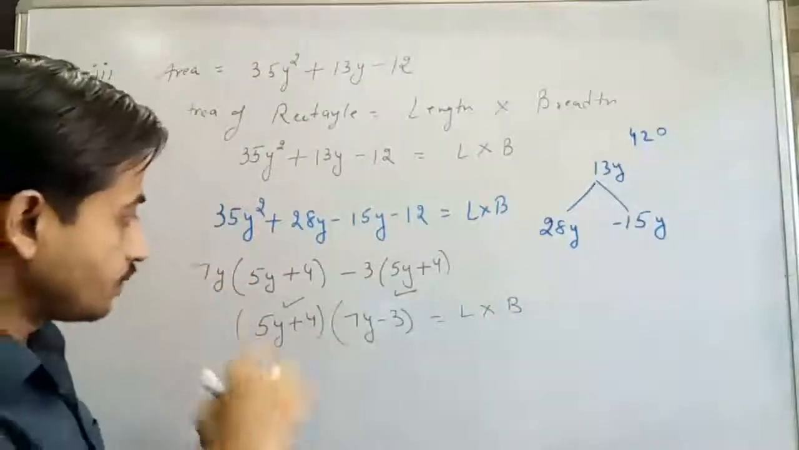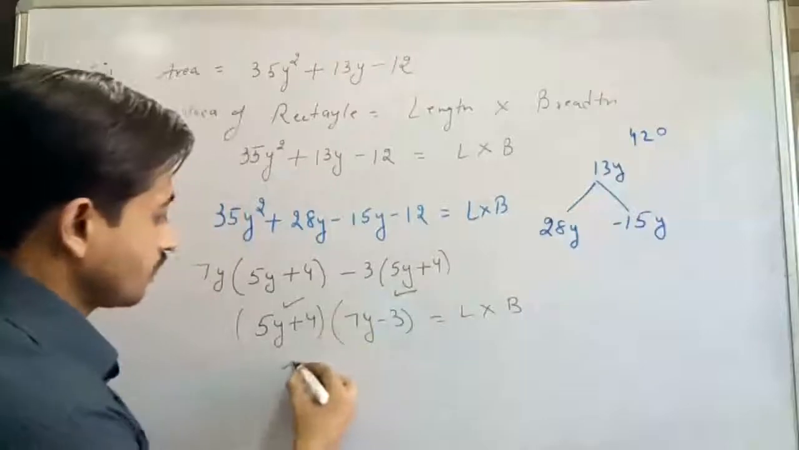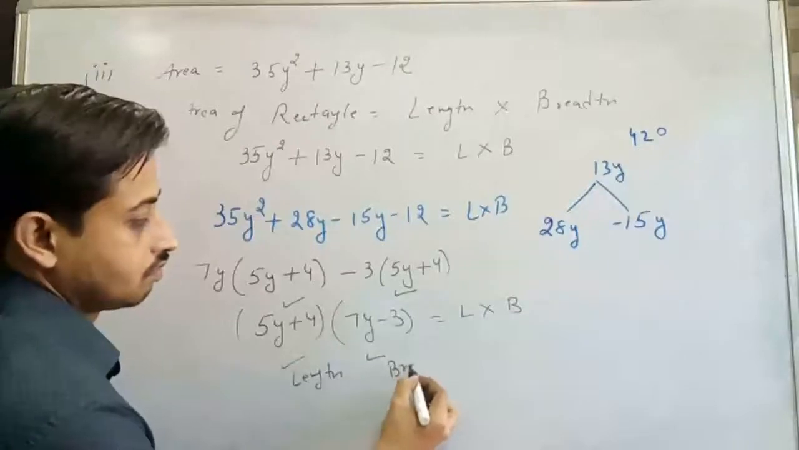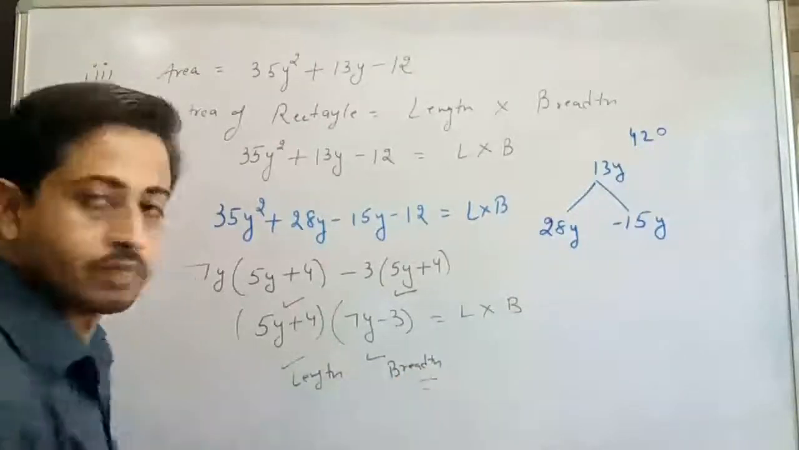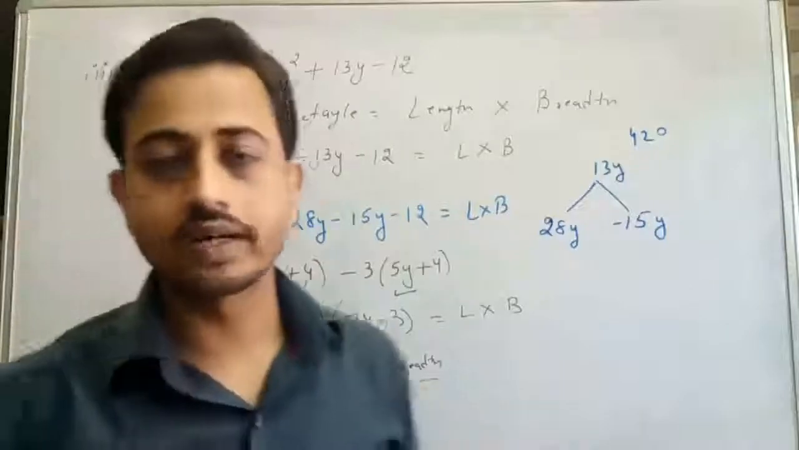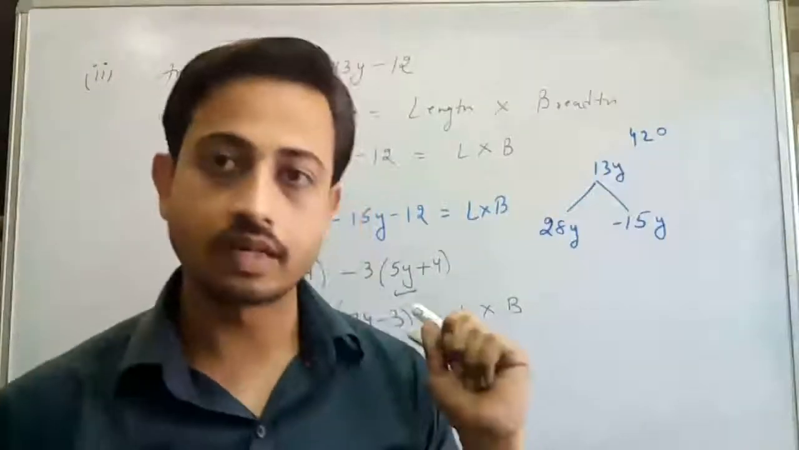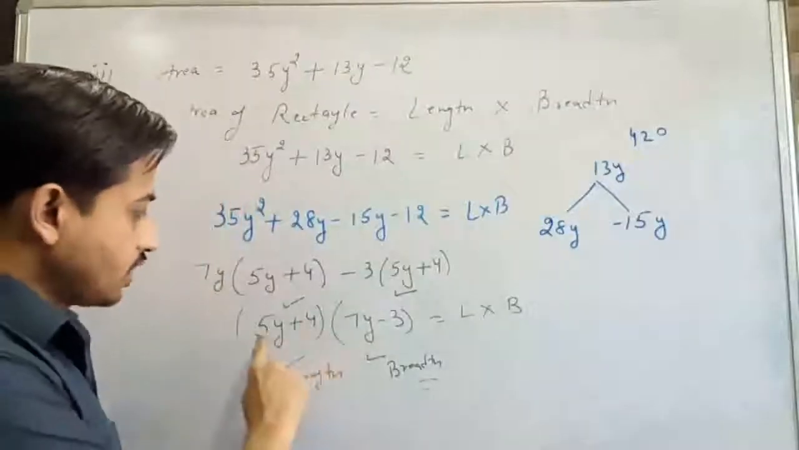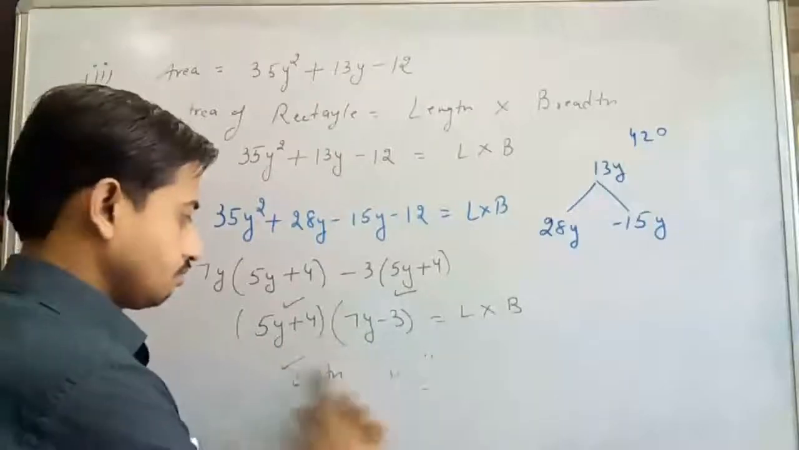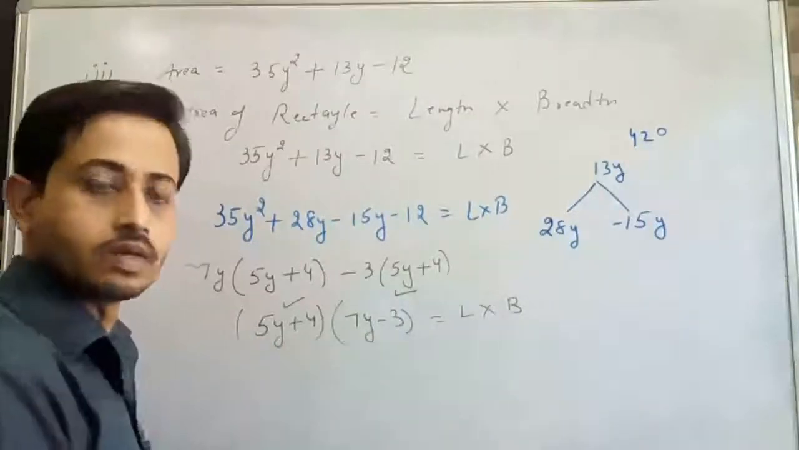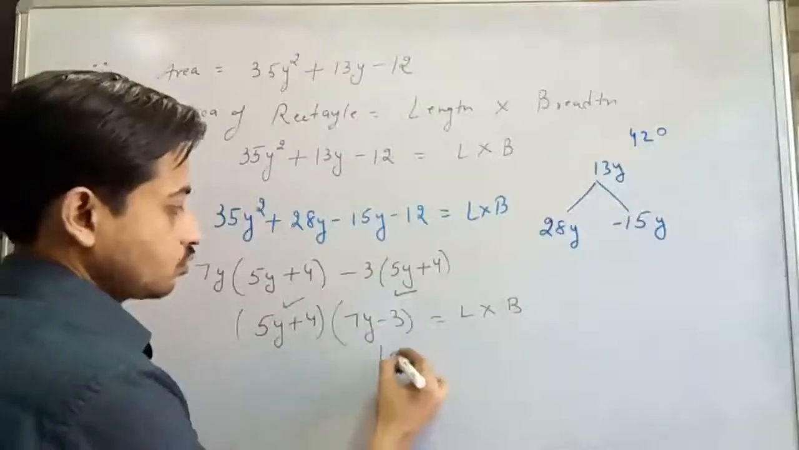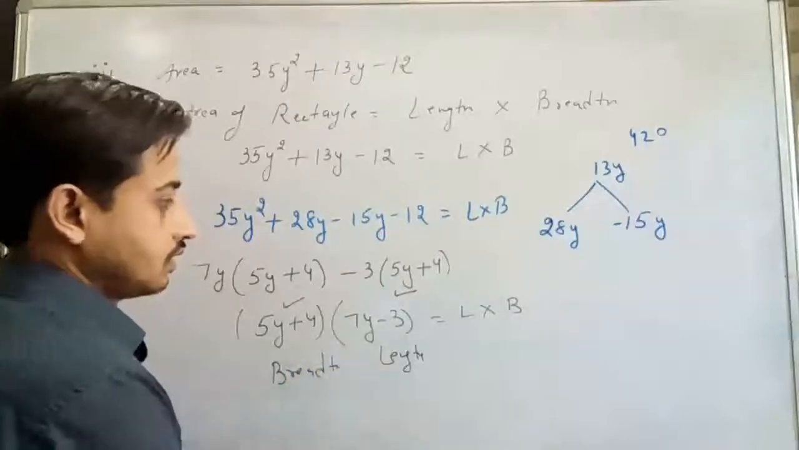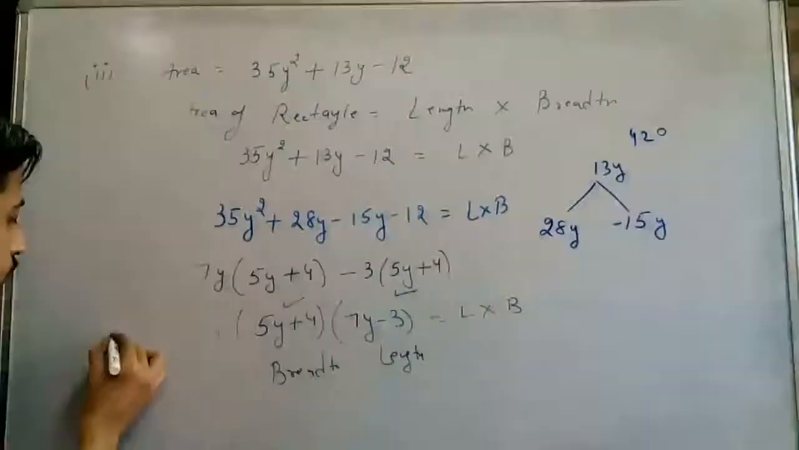Now what are the length and breadth? I hope this becomes the length and this becomes the breadth, or you can take vice versa according to the values of y. So please make a note. So please note 7y minus 3 and 5y plus 4. This becomes the length, because this value will make it larger. So this is the length, and this is the breadth. This is only one possible solution.